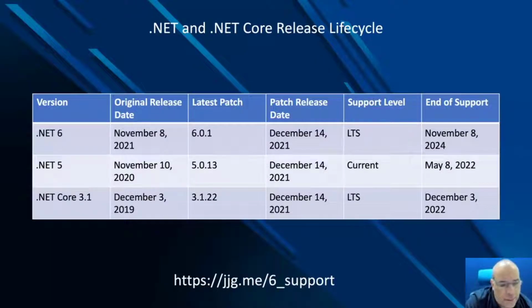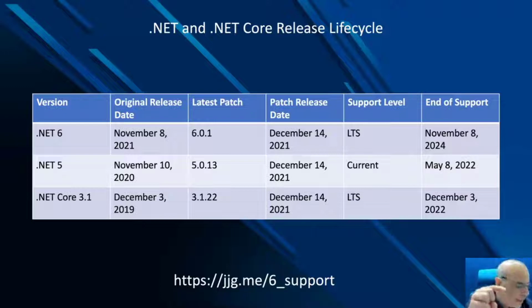Based on the time I wrote this slide deck, this is the varying support. So .NET 6, the original release date was November 28th. The latest patch, again, as of the writing of this, was 6.0. It's on the LTS support, which is long-term support. That means it's going to be supported for 3 years. I'll cover some more of that on the next slide. The end of support for this is 3 years, so the 24th.